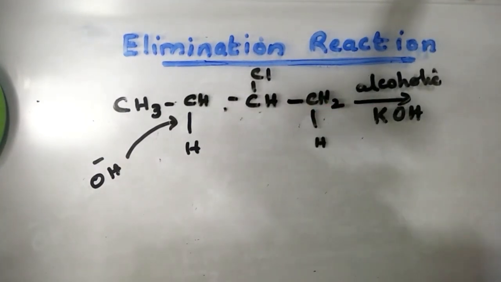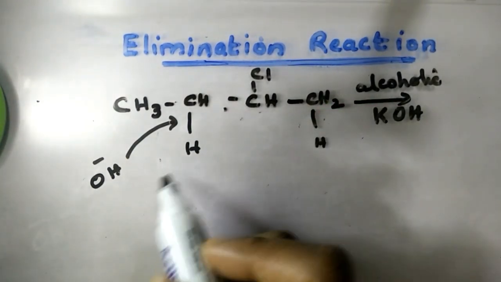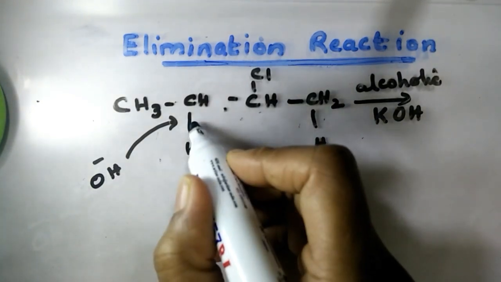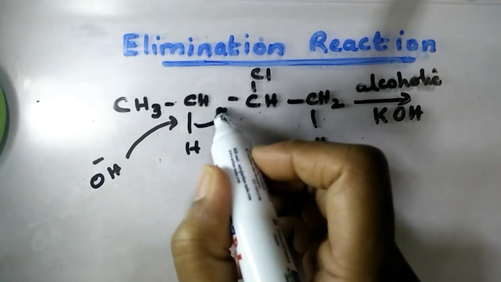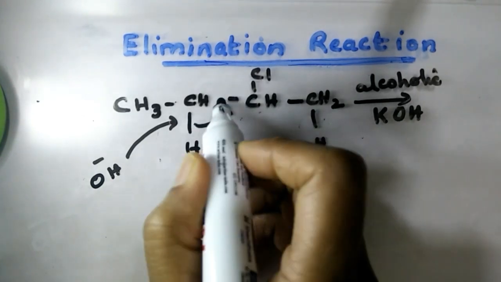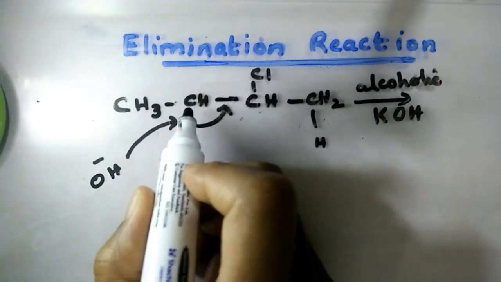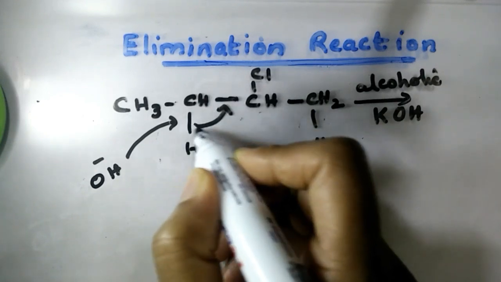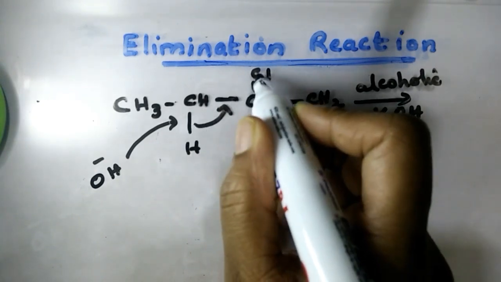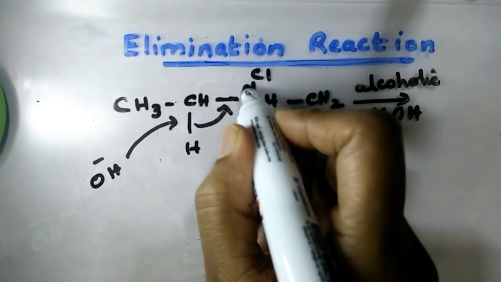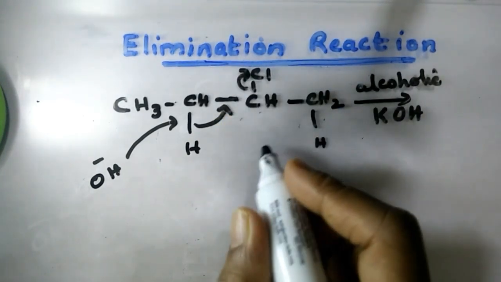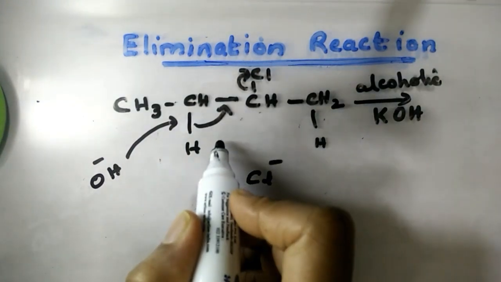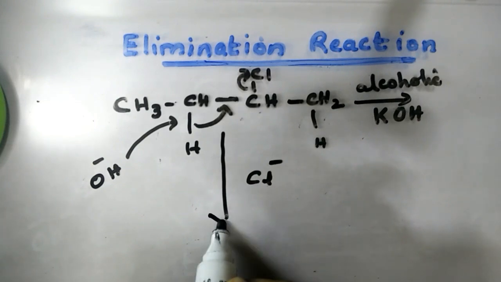First we can consider this side attack only. What will happen? The H+ ion is expelled, leaving the pair of electrons, and these electrons move to the carbon-carbon bond and make a double bond here. When the electron pair from the carbon-hydrogen bond shifts to the carbon-carbon bond, the electron pair from the carbon-chlorine bond shifts to the chlorine atom, breaking the C-Cl bond and leaving Cl- ion.